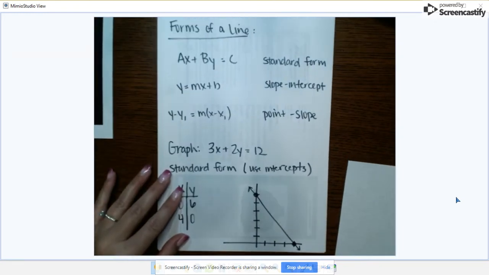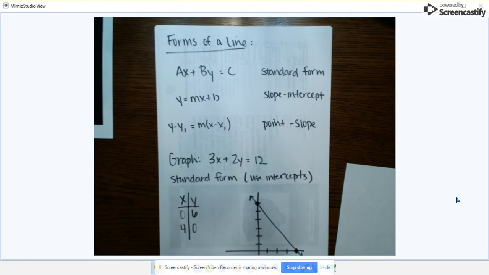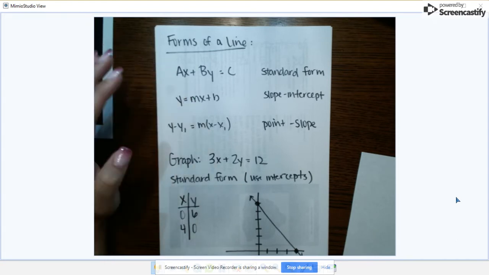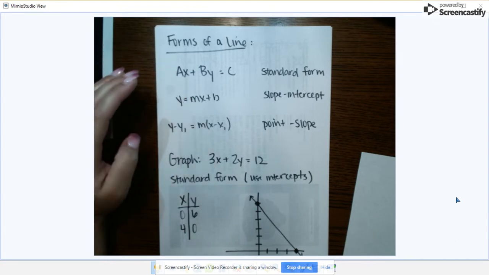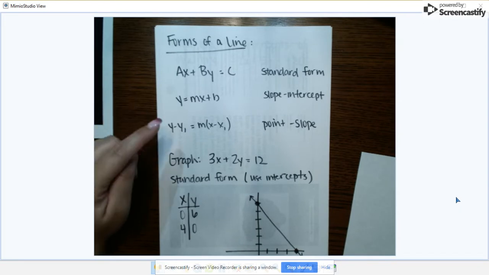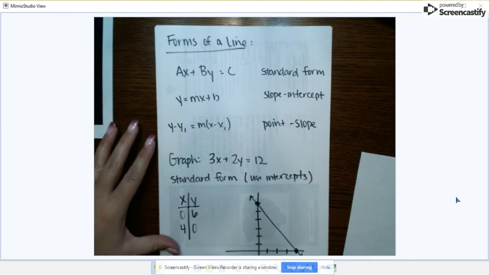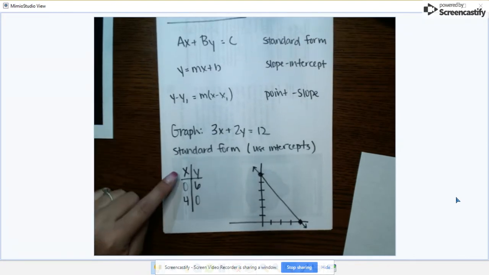So some quick reminders, different forms of a line. We have standard form, slope-intercept, and point-slope. They're used for different things or convenient for different times. So if we're asked to graph something in standard form, like 3x plus 2y equals 12, it is easiest to use our intercepts. So I always make an xy table.